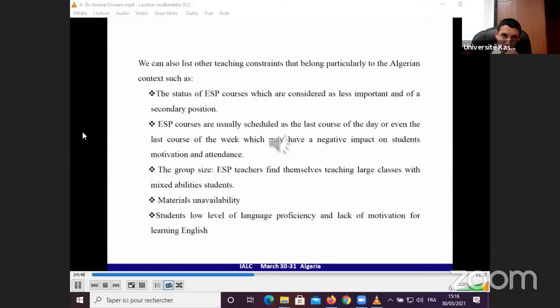Also, we can list other teaching constraints that belong particularly to the Algerian context, such as the status of ESP courses, which are considered as less important and of a secondary position. ESP courses are usually scheduled at the last course of the day or even the last course of the week, which may have a negative impact on students' motivation and attendance. Also, the group size. ESP teachers find themselves teaching large classes with mixed ability students. Also, there is materials availability and students' low level of language proficiency and lack of motivation for learning English.